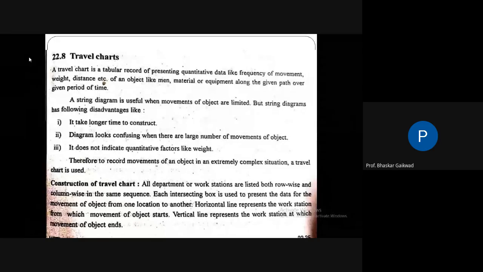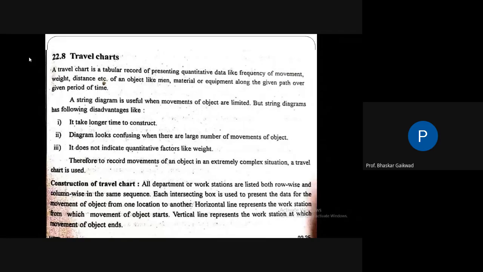But the string diagram has the following disadvantages. Already we have seen some disadvantages of string diagrams, but certain more disadvantages are there. First, it takes longer time to construct. In string diagrams, what do we actually require? A board, pins, and string are required, so it will take more time. This is one disadvantage. Second, diagrams look confusing when there is a large number of movements of jobs.